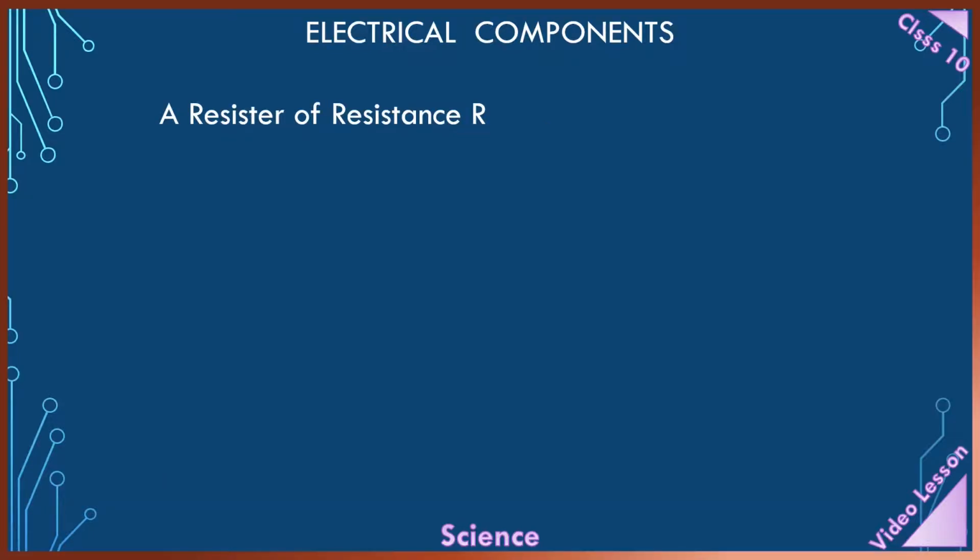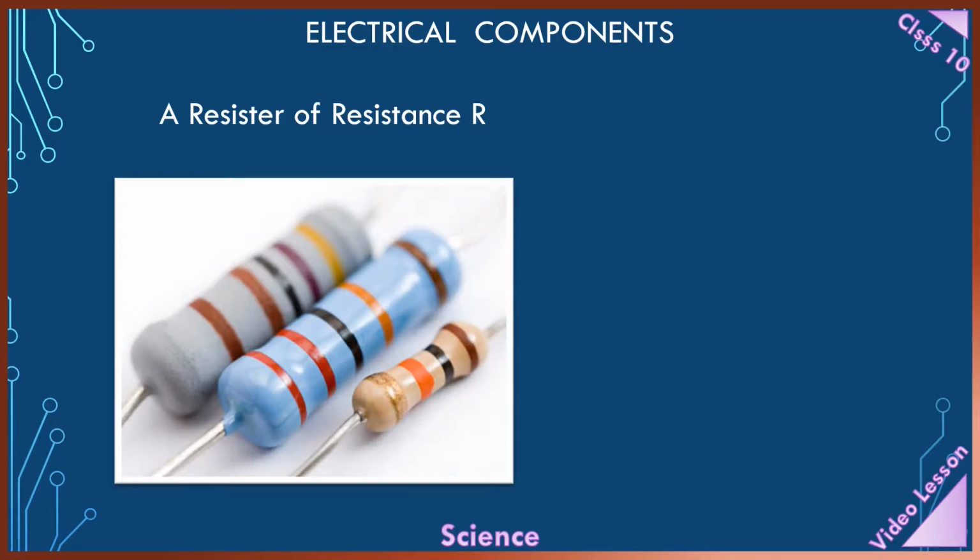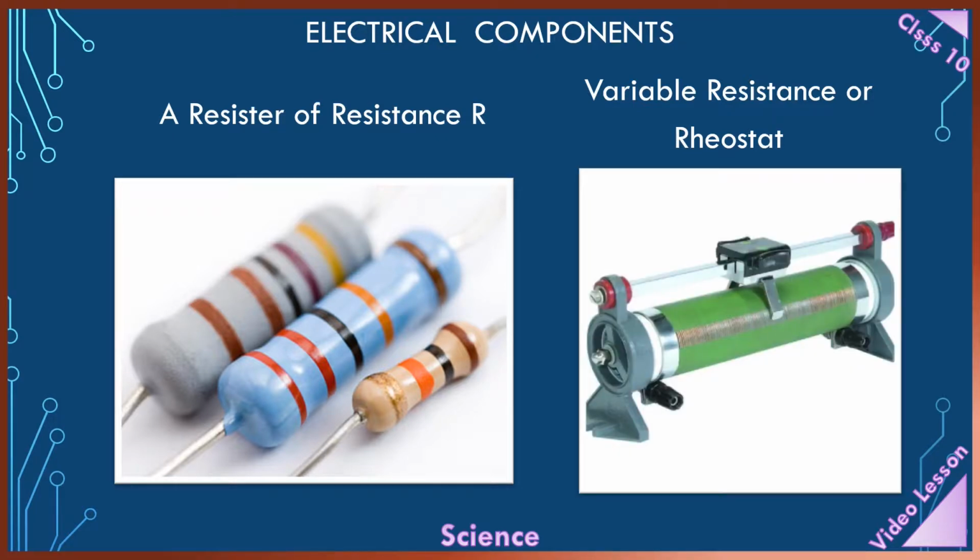A resistor of resistance R. The resistor is a passive electrical component to create resistance in the flow of electric current. Variable resistance or rheostat. Rheostat is an electrical instrument used to control a current by varying the resistance.